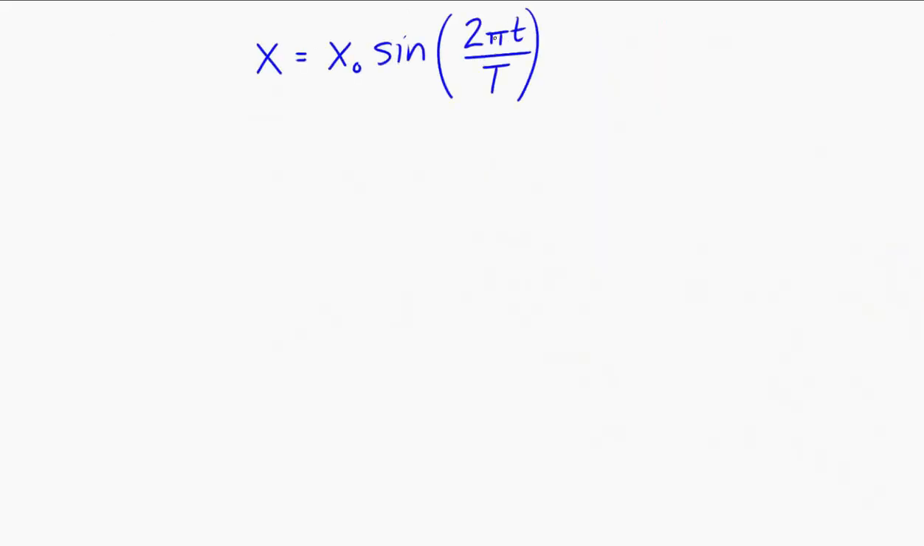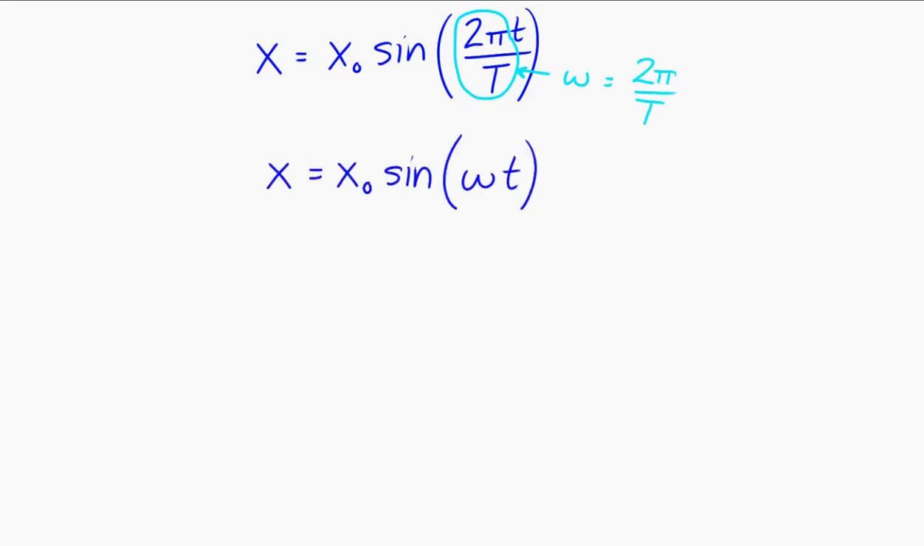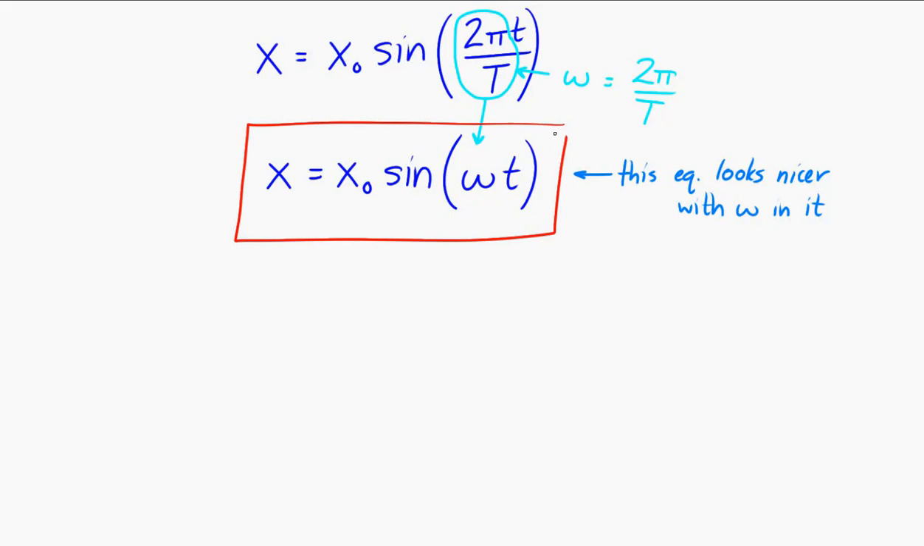Notice that we can rewrite this because 2 pi over the period is equal to the angular velocity. So we can also write this equation as x equals x0, the amplitude, times the sine of omega t. Now, there's another reason why we like the angular velocity. It makes this descriptive equation for the displacement a little neater, right? It's better than 2 pi t over T. Now we just have omega times t.